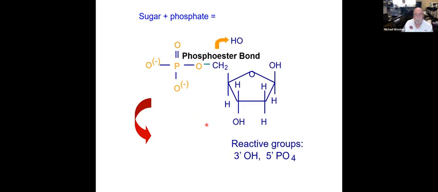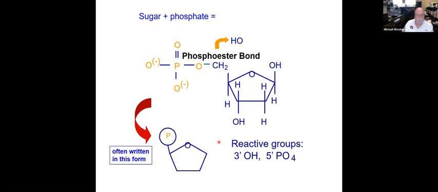Now, I'm a little bit lazy, and what you'll often see me write is something like this, okay? I won't write the whole structure out with all the hydrogens and everything. I'll just write a simple structure that looks maybe something like this. Just be really careful with this. There's the number 1 carbon, number 2, number 3, number 4, and then there's an indication that there's a 5th carbon out here sticking out to this phosphate group, okay? So don't get confused. Again, don't forget that it's a 5 carbon form.